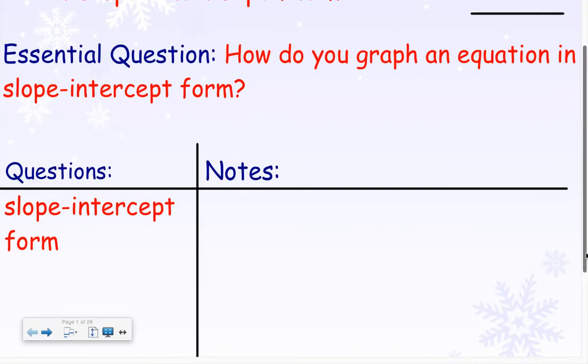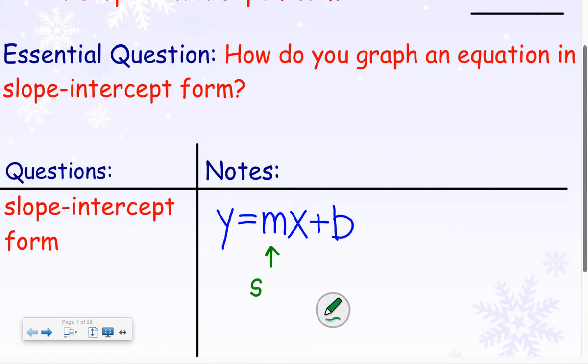Well, the equation for slope-intercept form is y equals mx plus b. In this equation, m is our slope, or our rise over run, and b is the y-intercept, or where our line crosses the y-axis.